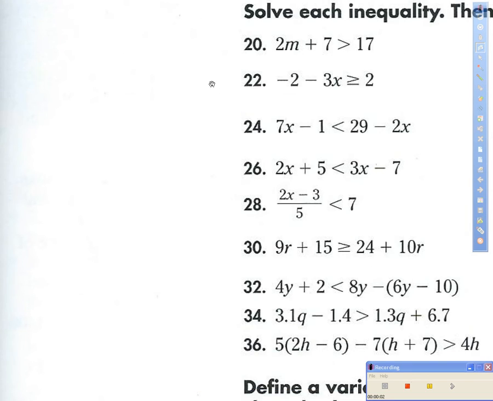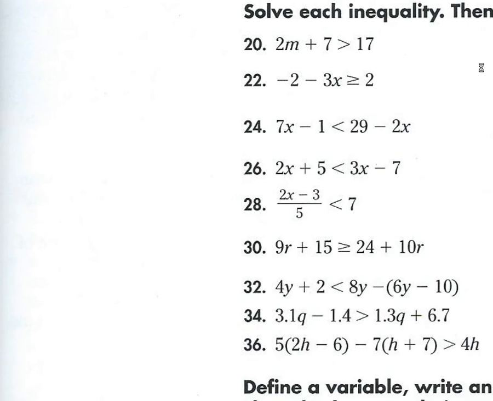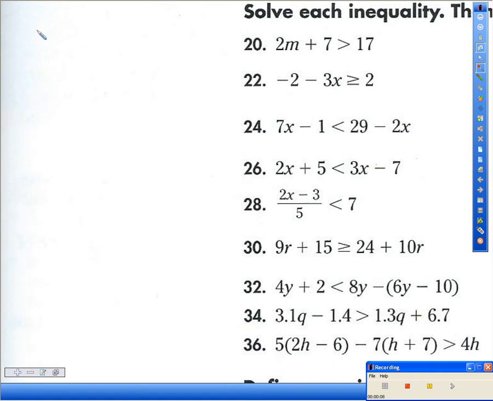Tonight's homework assignment comes from page 402, and we're solving multi-step inequalities. On number 20, the directions say solve each inequality, then check your solution. So on number 20, it looks like this. We have 2m plus 7 is greater than 17.